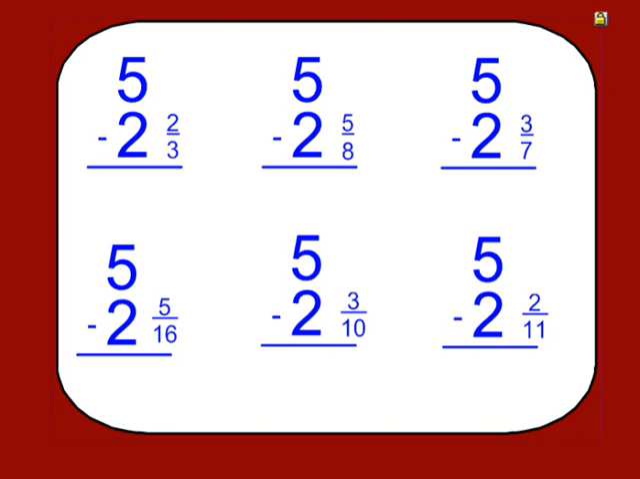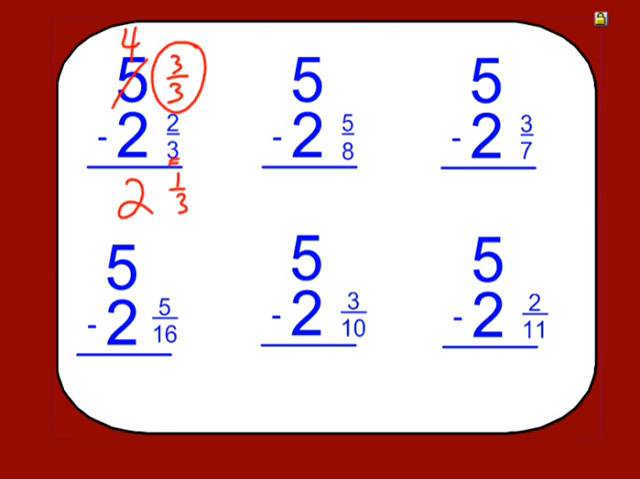For example, you can't take 2/3 from nothing. We need to put something here. So we're going to borrow one whole. And what am I going to put there? Well, one whole equals, since this is thirds, I'm going to put 3/3. 3/3 equals one whole. And then you can just subtract 3/3 minus 2/3 is 1/3, and 4 minus 2 is 2.